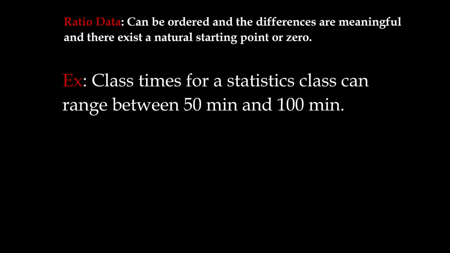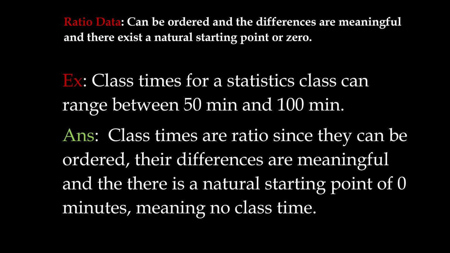Class times can range from 50 minutes to 100 minutes. In this example, the dataset is the length of time. Since the length of time can be ordered from longest to shortest, and their differences are meaningful, and there's a natural starting point of 0 minutes, then we say this is a ratio data type.